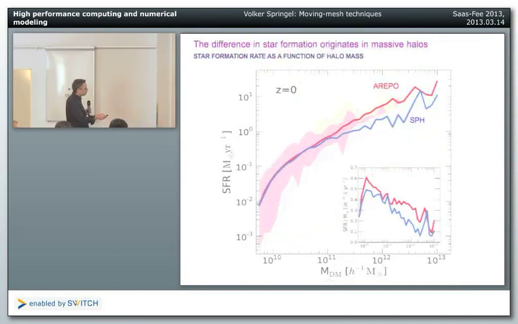out of the halos, and another way that shows the star formation function of galaxy size in this case. And you see that this moving mesh code makes more stars on this and causes more gas.